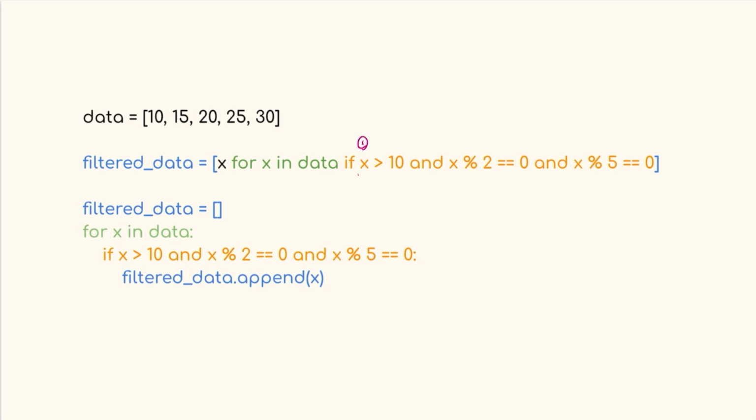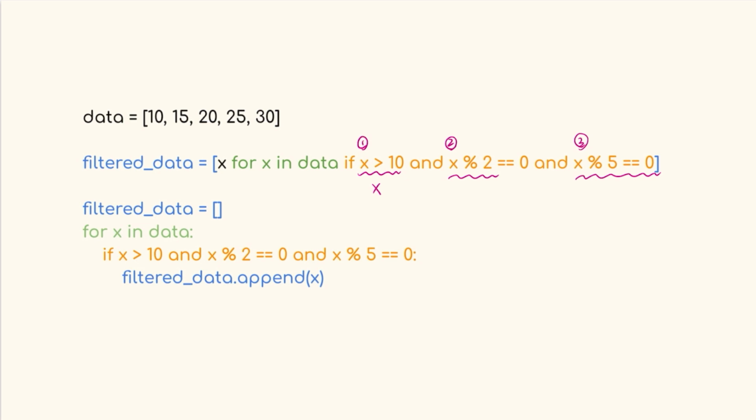First, it is checking if x is greater than 10. Second, if x is perfectly divisible by 2, and last, if x is perfectly divisible by 5. The code loops through items in data. In the first iteration, x equals 10. 10 does not satisfy the first condition, so it does not make it to our output list.